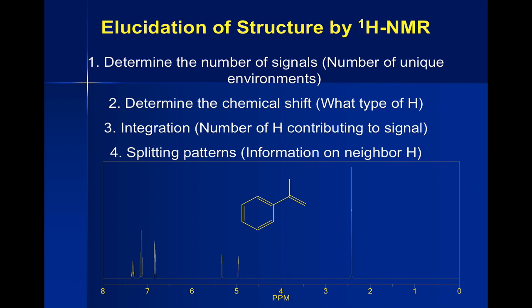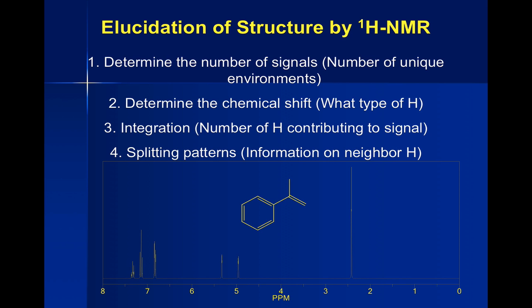Number one, determine the number of signals. That tells us the number of unique environments. Two, determine the chemical shift. That tells me what type of hydrogen I have. Is it a hydrogen attached to an sp3, an sp, or an sp2 hybridized carbon? Is it attached to something that's more electronegative? I can get a lot of information there by where the chemical shift is. Look at the integration. That tells us the relative number of hydrogens that are contributing to that signal. And then you look at the splitting patterns, and that tells us the number of neighboring hydrogens that we have.